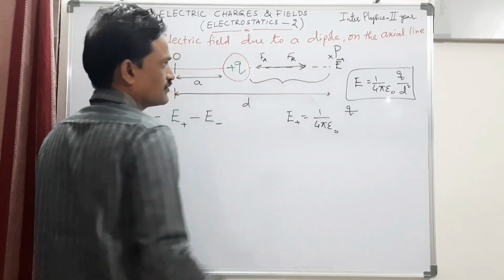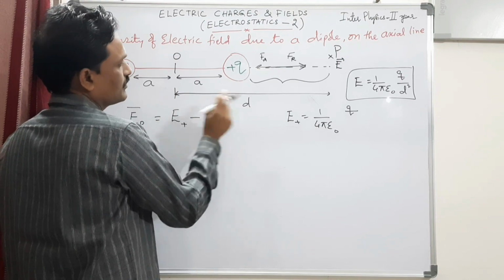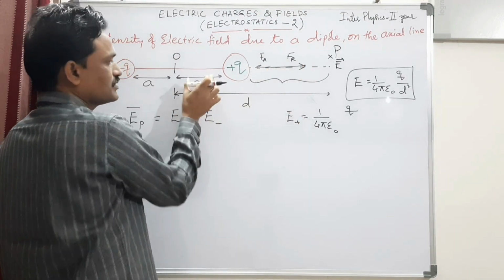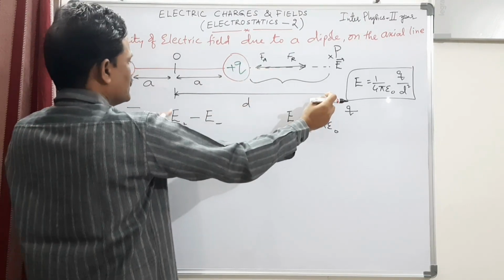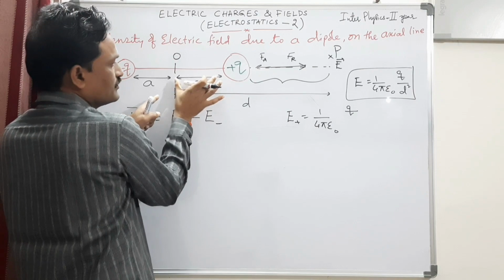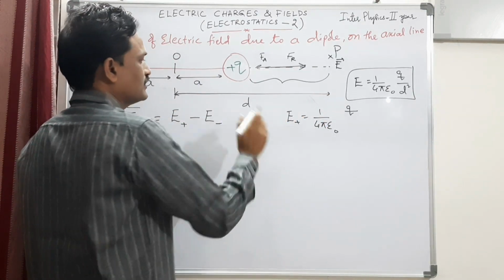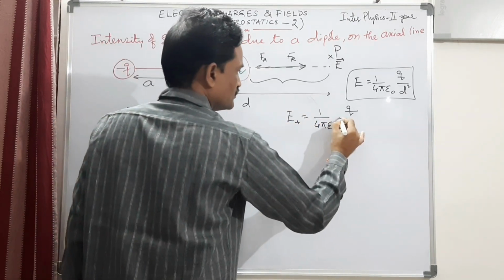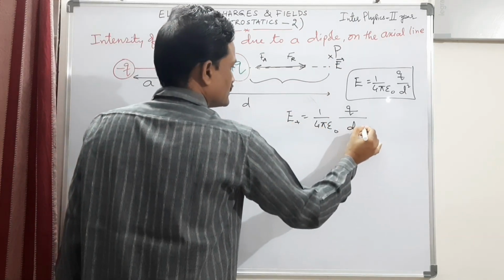This distance is required. But I don't know this distance, whereas I am able to find it from these two given distances. So how to find this distance? This can be obtained by subtracting A from the total distance. So I can write E plus is equal to 1 by 4 pi epsilon naught q divided by (d minus A) whole square.